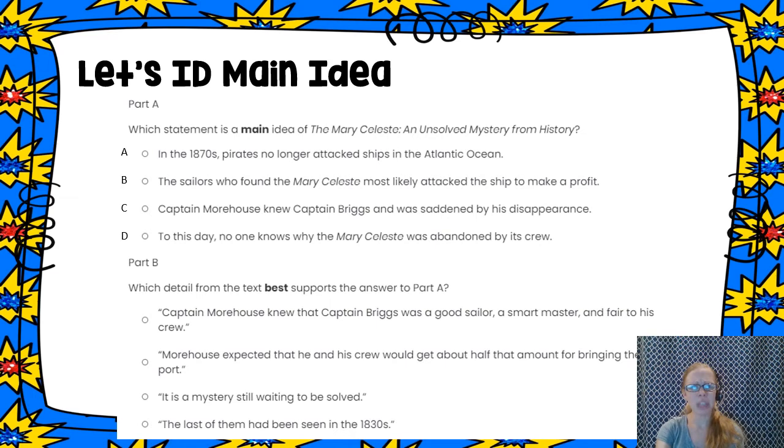Well, if we think about the story of the Mary Celeste, it was all about this ship that mysteriously became abandoned and then another ship found and sailed back into harbor. So our main idea statement would be D. To this day, no one knows why the Mary Celeste was abandoned by its crew. There are many details from the text that support this idea, that tell us that this was very mysterious. No one could figure out why they went missing.